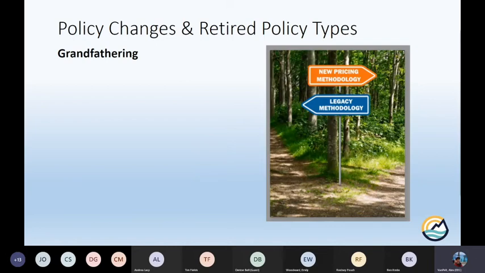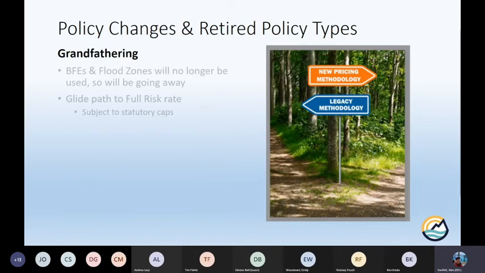Okay, so policy changes. Again, Risk Rating 2.0, we have a brand new set of factors and variables that we're considering. Grandfathering policies is really one of the ones that people worried about when FEMA first started talking about this. What FEMA quickly realized is there are not nearly as many grandfathered policies out there as they believed. I think there's only like 190,000 grandfathered policies nationwide, and that's out of several million policies. So there's not as many grandfathered as you'd expect.